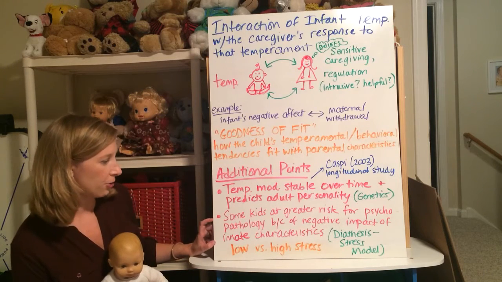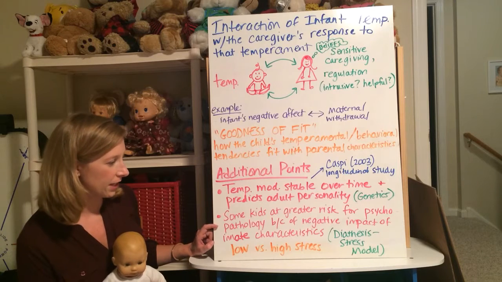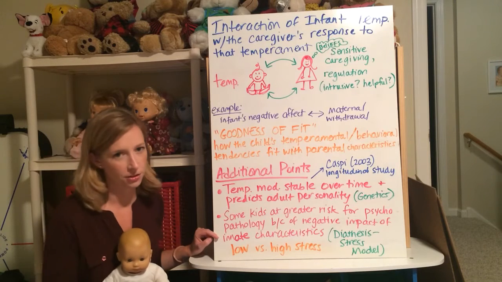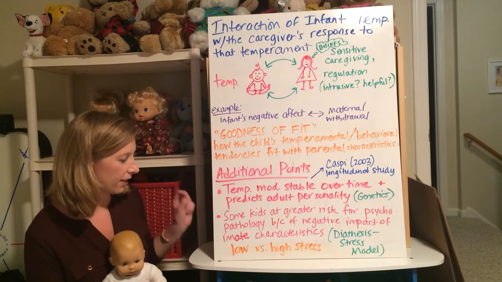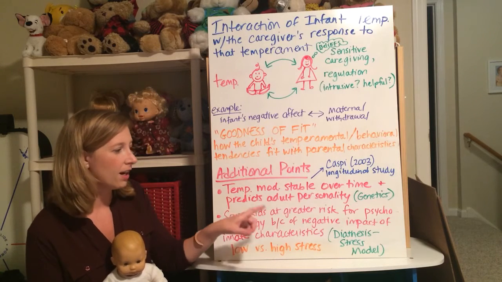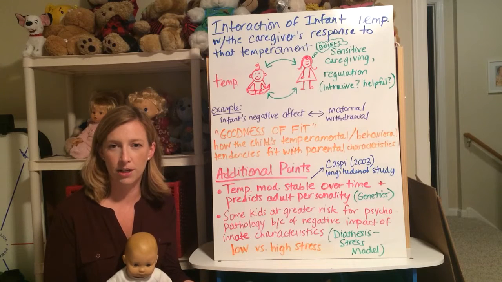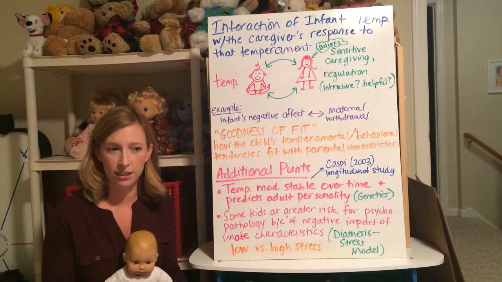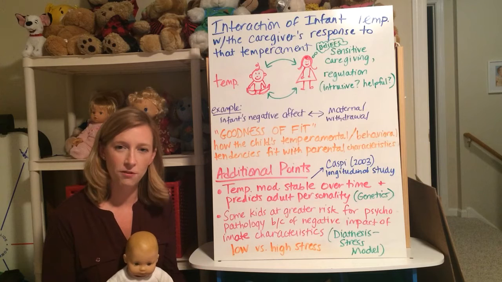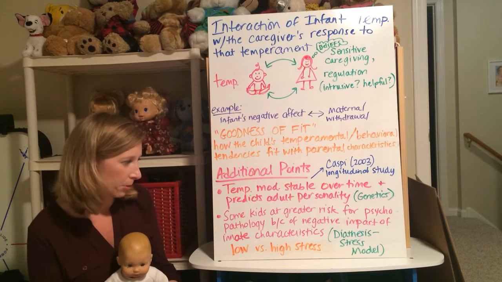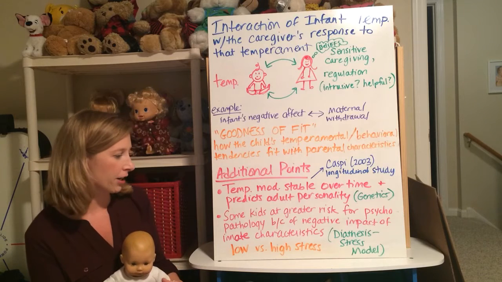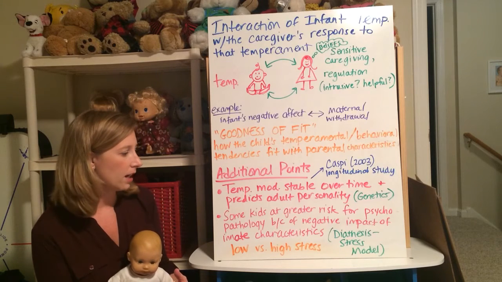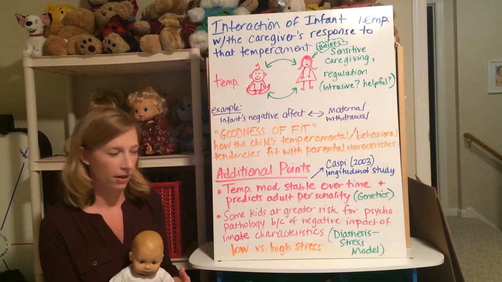Some kids are at greater risk for psychopathology because of the negative impact of innate characteristics. What this statement is referring to is the negative impact of the innate characteristic of a difficult temperament, right? So we've said the temperament is generally thought to be innate. One type of temperament you could have is this difficult temperament, and a difficult temperament that has an environmental trigger, such as a high-stress environment, could lead to psychopathology.